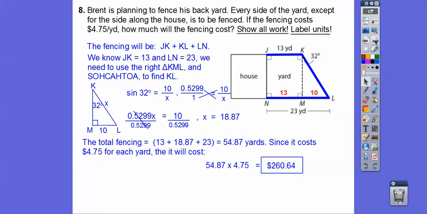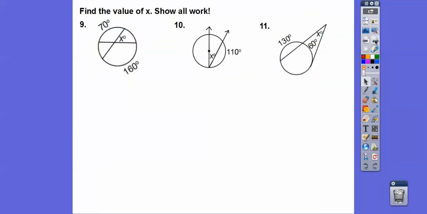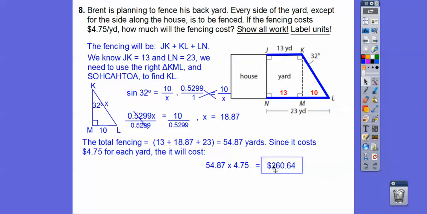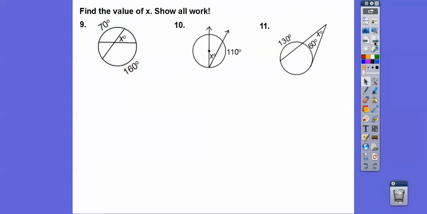Now we multiply that by 4.75. You're hearing the bell getting ready to ring, okay? All right, and so sorry. So we get that's how much it's going to cost, $260.64.